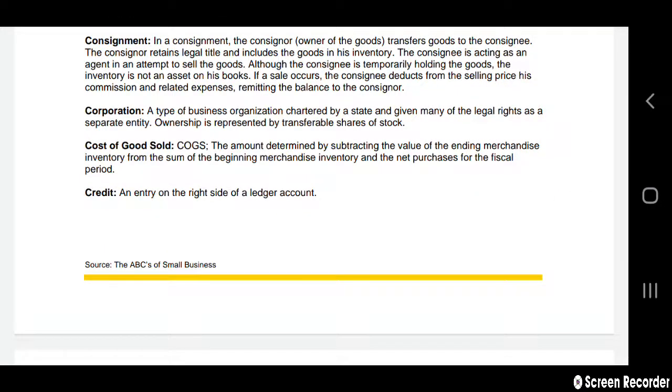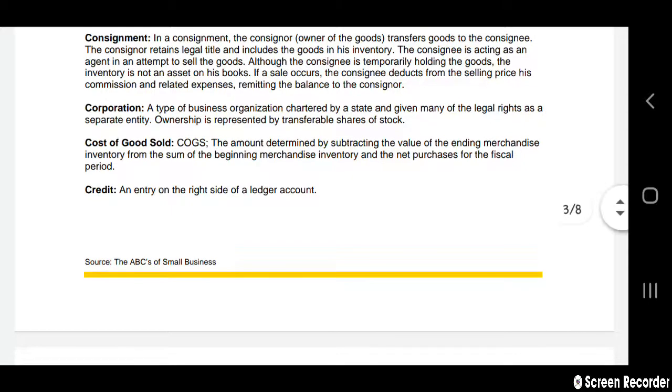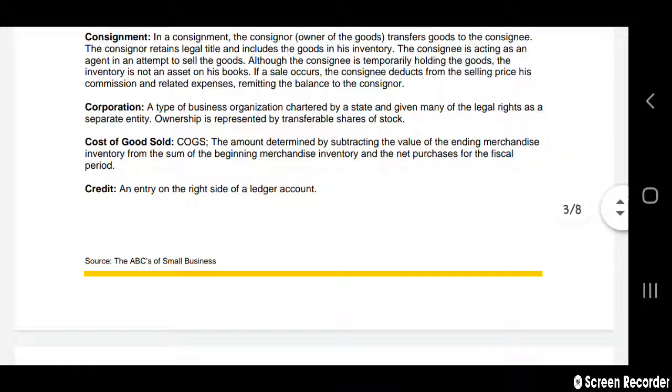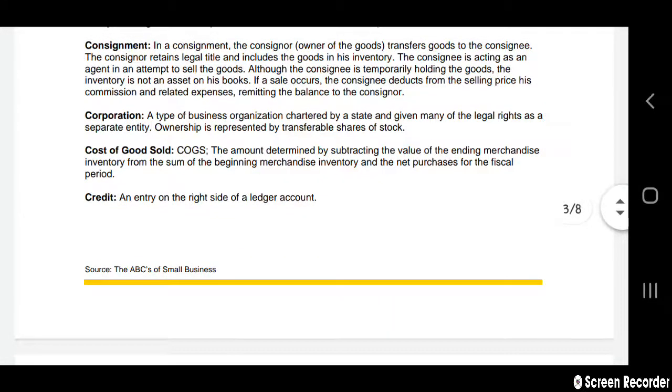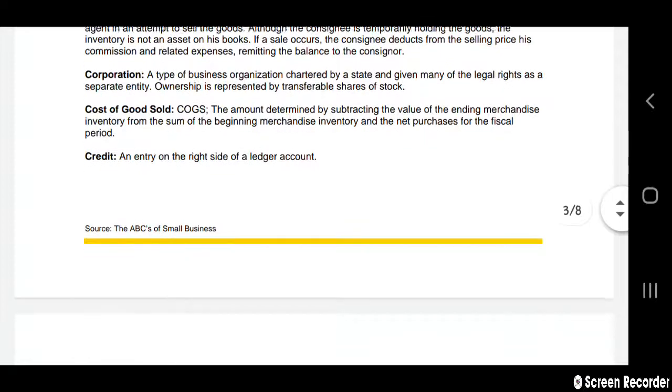If a sale occurs, the consignee deducts from the selling price his commission and related expenses, and the remainder is remitted or balanced by the consignor. Next, corporation: a type of business organization chartered by a state, which is given many of the legal rights for that business, and ownership is represented by transferable shares of stock.